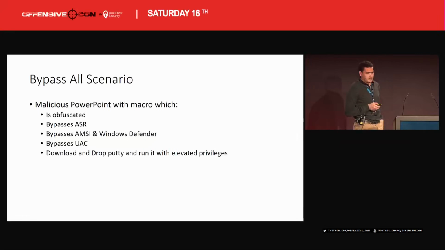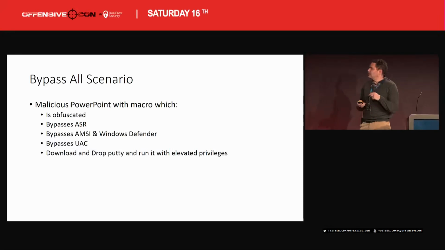So finally, there are other rules, but we're almost at the end. I did several tests where I created documents which could bypass all the rules. For example, a malicious PowerPoint with an obfuscated macro which bypasses ASR, AMSI, Windows Defender, and UAC, and downloads and drops PuTTY with elevated privilege. Maybe PuTTY was not very ambitious, but anyway.